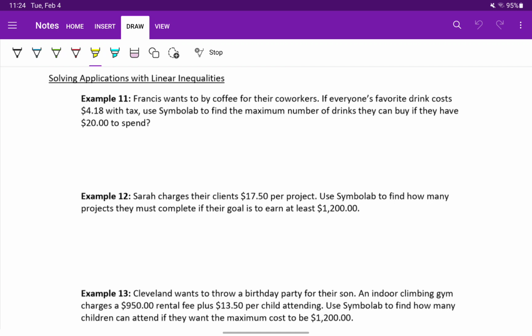So we're told that the drinks cost $4.18 with tax. From that, we can set up the expression 4.18 times x, where x represents the number of drinks. Then we have a limitation here. How many drinks can they buy if they have $20 to spend? And that's the maximum. We're trying to find the maximum number they can purchase. So we could add to this that it has to be less than or equal to $20 to make sure we're not exceeding $20 with how many drinks we're purchasing.